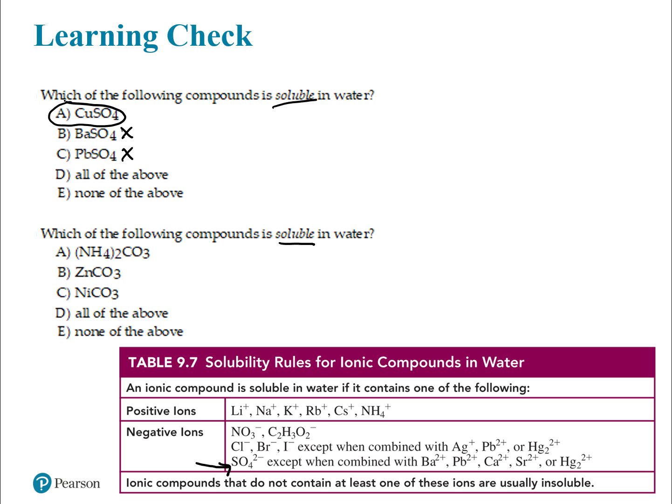The second one, again, we're looking for the compound or compounds that are soluble in water. We don't see anything about CO3 on here, that negative ion. So we have to look at the positive ions list. Anything that has the NH4 plus ion, we're going to say is soluble. Everything else is suspect. So you should get A for both of them.